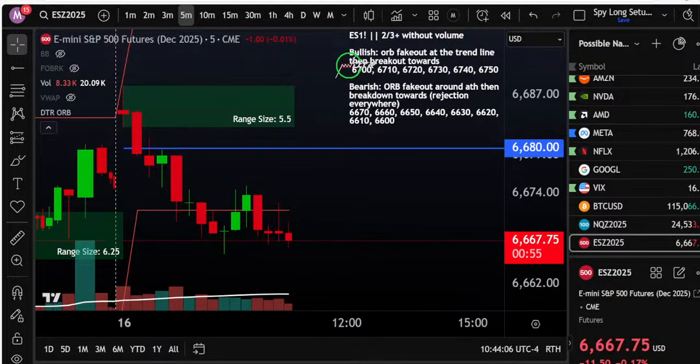I just use the desktop or the web version, sorry, of TradingView. I don't use the desktop app. I don't see how it's better or worse. Just always use the web version.